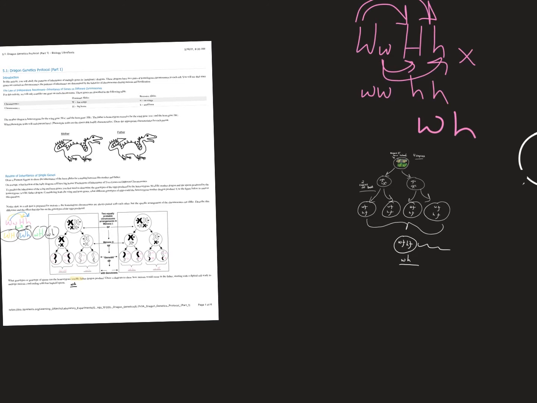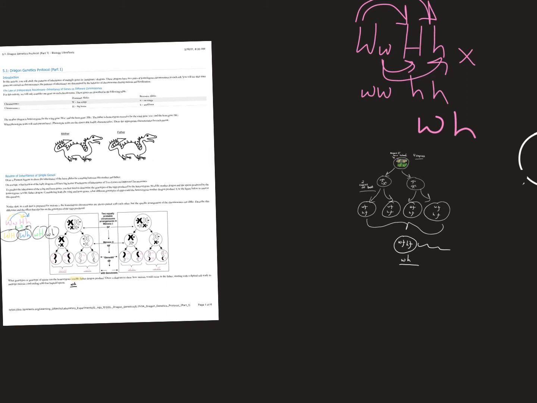Now, is it possible that there could be a mutation? Yes. And if there's a mutation, it could form a little w or a little h. That's true. But when that happens, it's rare, and we're not going to worry about that when we're talking about these percentages. We're going to ask the question, what could this father give?